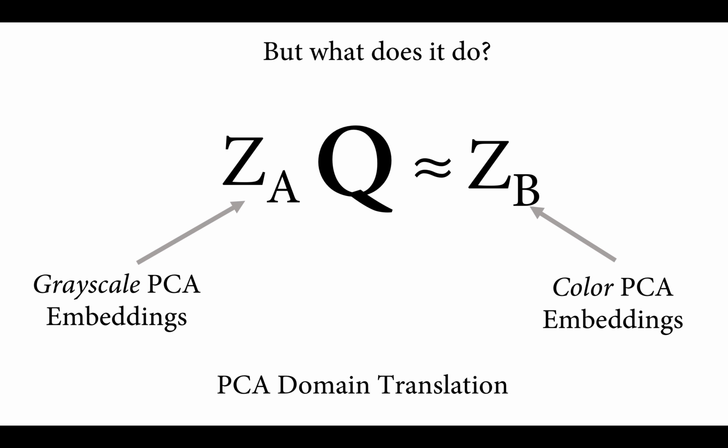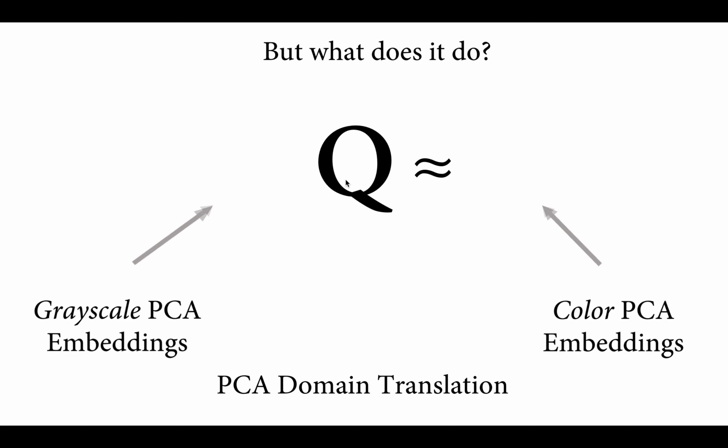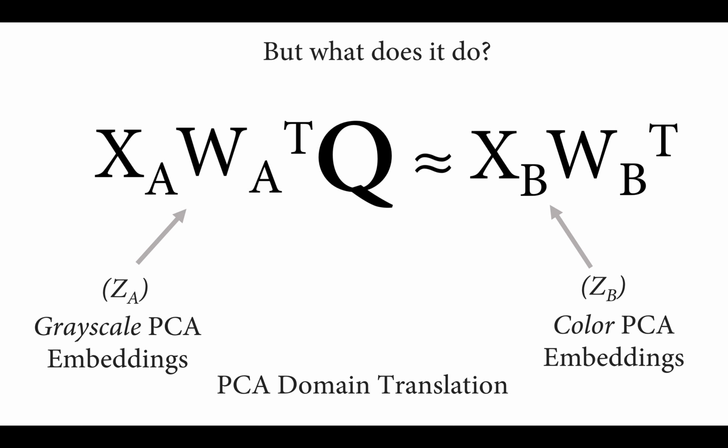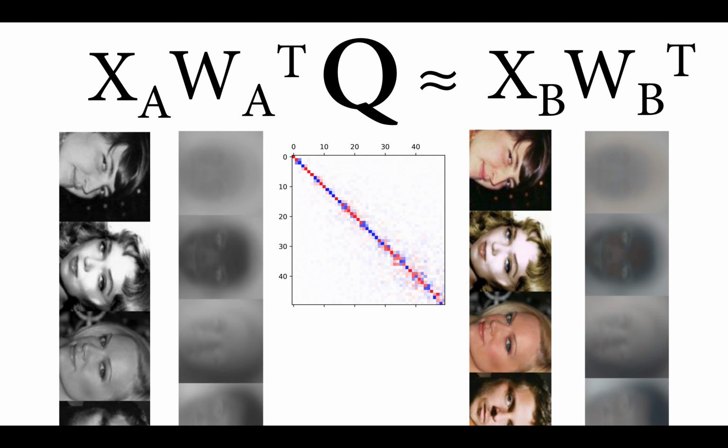And so, what exactly does Q do? Well, let's say we have a set of embeddings from domain A, ZA, and a set of embeddings from domain B. Q translates ZA into ZB like this. Alternatively, we can write ZA as this. This is what it's defined as. All the images multiplied by their principal components are their embeddings. W is their principal components. And here's what they look like.